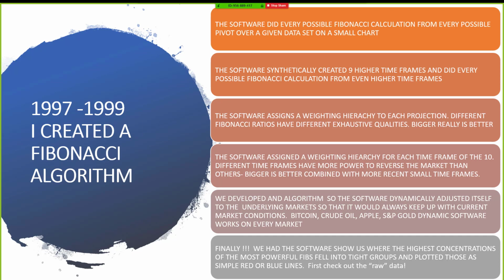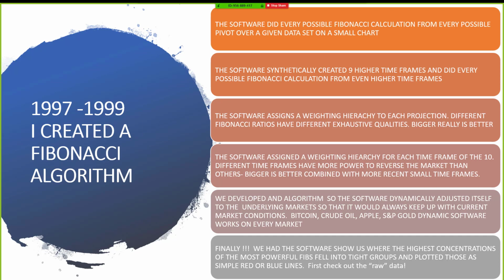And this is why our software, if you run it on Bitcoin, crude oil, Apple, S&P, gold, everything, works on every market, because every market has its own dynamics, and the Fibonacci works consistently across all time frames and all markets. So what we had is ultimately the Fibonacci areas that would plot the highest concentrations in a small window of the most powerful fibs, and we call that the confluence, if you will.